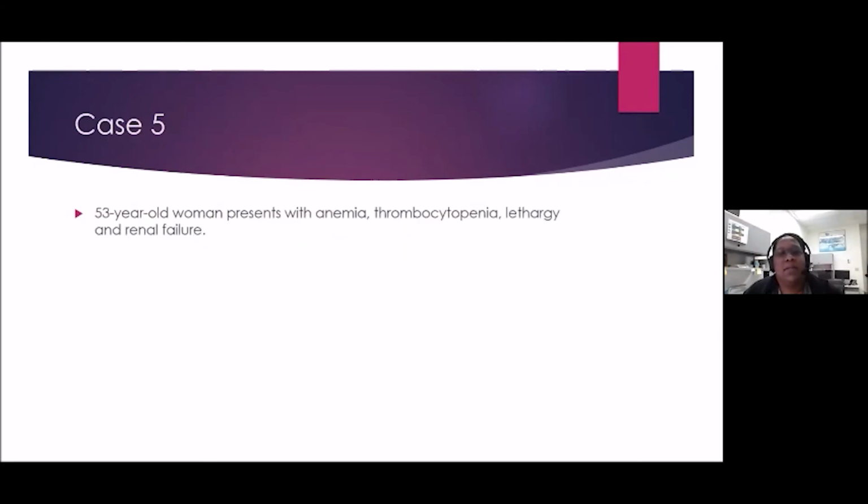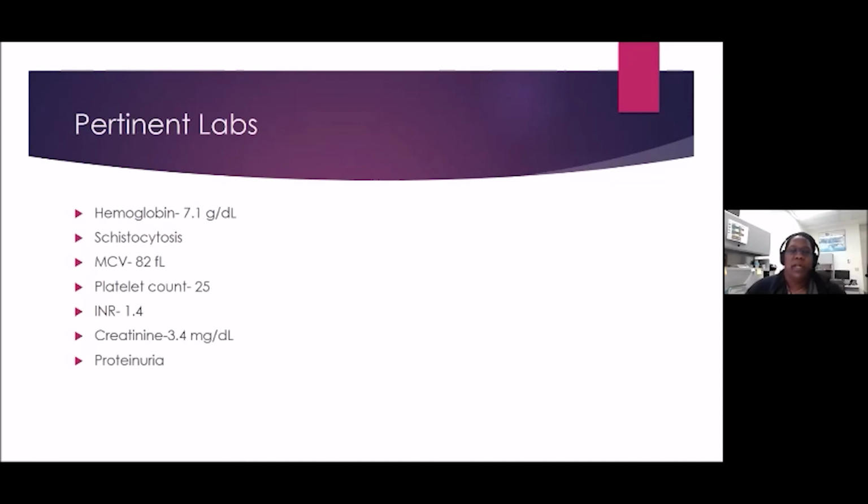Okay, case 5. We have a 53-year-old woman who presents with anemia, thrombocytopenia, lethargy, and renal failure. And I'm going to go through this one a little bit quicker. So pertinent labs, her hemoglobin's low, she has schistocytes, her MCV is normal, platelet count is low, but not so low that it frightens me. INR is 1.4, creatinine significantly increased as she has proteinuria.